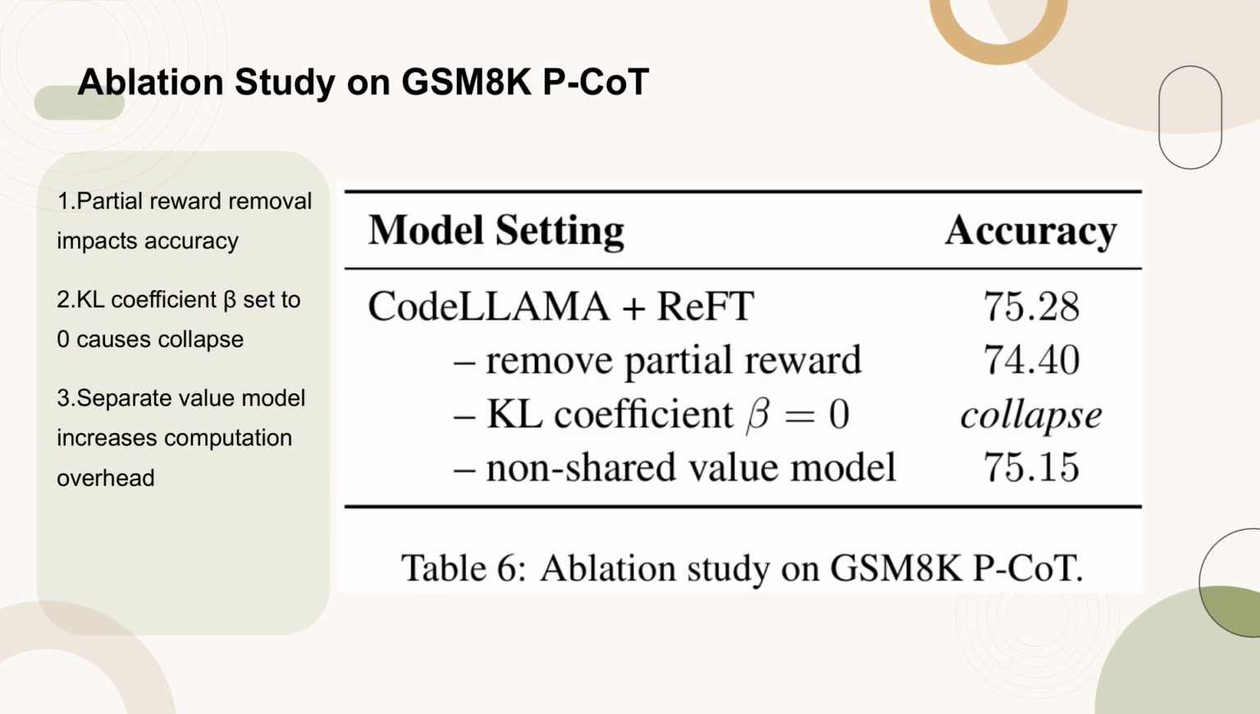Table 6 presents an ablation study on the GSM-8K PCOT dataset, focusing on the impact of removing the partial reward, setting the KL coefficient beta to 0, and using a separate value model. The study reveals that without the partial reward, ReFT's accuracy drops to 74.4 but remains superior to SFT. Setting beta to 0 results in a policy distribution collapse, highlighting the importance of constraints. The use of a separate value model accelerates early convergence but increases computational overhead.